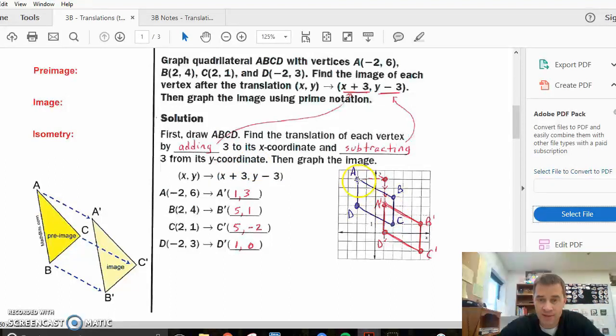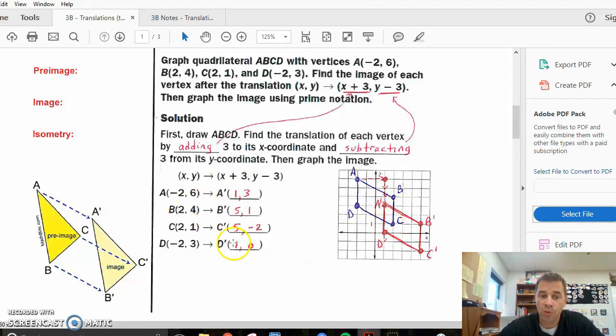And so every point on here, you can see I went from A down to A prime by going 3 to the right and 3 down. There's my new coordinate. I took B and I went 3 to the right and 3 down. There's B prime. Same thing with C down to C prime. Same thing with D down to D prime. Okay, so that's where we've done that before, where you can get that new image in its place.